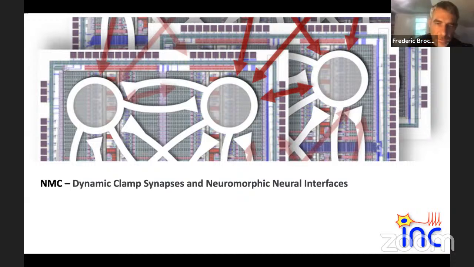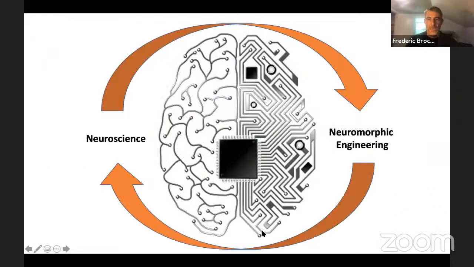All right, thanks. Can you see the screen? Okay. So indeed, it's very complementary to what Alessio has been presenting. I'm working at INC in San Diego. And one of the classical views, like in many of the logos and t-shirts at Telluride, is this idea of having neuromorphic engineering and neuroscience interact with each other in closed loop.